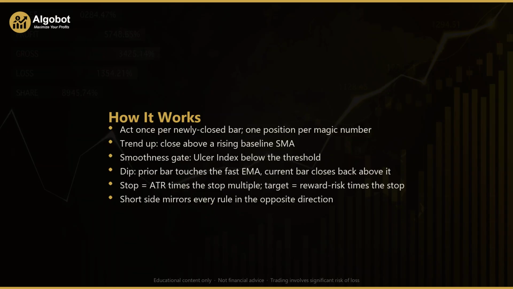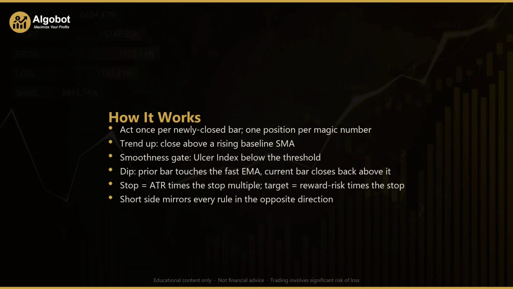Third comes the timing. The strategy waits for a dip to the fast exponential moving average and a resumption. Specifically, the prior closed bar must have pulled back to or below the fast EMA, and the current closed bar must close back above it. That combination says price dipped into the mean and is now turning up to rejoin the trend. When all of that is true, the EA signals a buy. The stop loss is placed the ATR stop distance below the entry, and the take profit is set at the reward to risk multiple of that same stop distance, which by default is 1.8 times the risk.